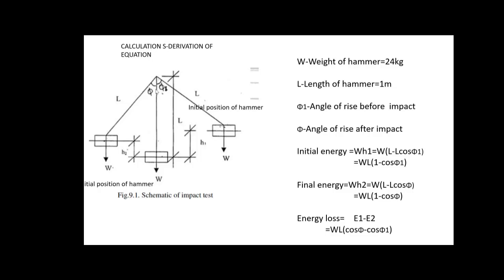energy that is absorbed by the specimen during its breaking. E1 minus E2 is equal to WL into (1 minus cos phi 1) minus WL into (1 minus cos phi). So you expand and cancel the similar terms, and we finally get WL into (cos phi minus cos phi 1), in which W is the weight of the hammer, L is the length, phi is the angle after impact, and phi 1 is the initial angle before impact.